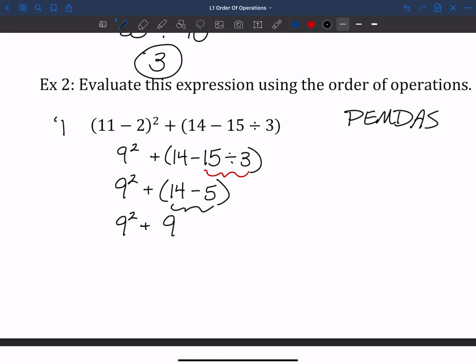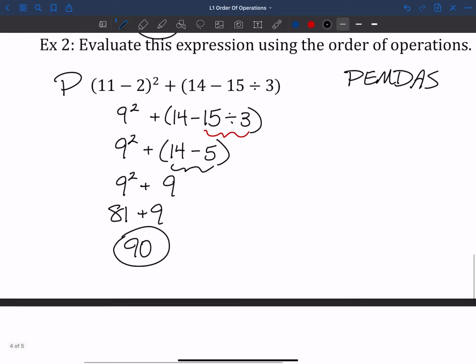We did parentheses, and everything inside here was inside parentheses, so we need to keep on going. We have to take care of any exponents that are hanging around. So in this case, 9 squared, 9 times 9 gives me 81. And then the only thing left to do is to add those together, which will give us 90. All right. Hopefully this doesn't seem so bad. Take it one step at a time and go from there.